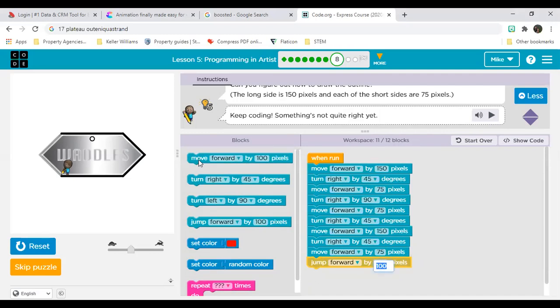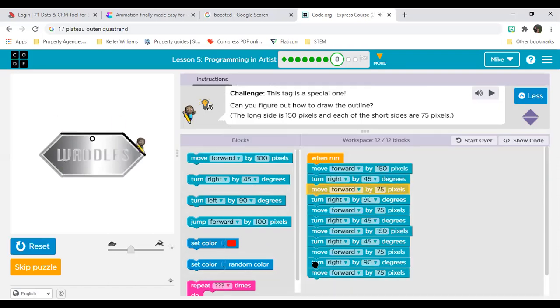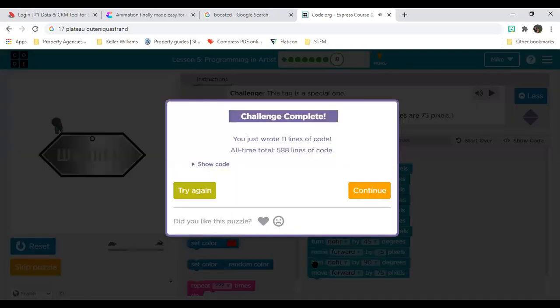Forward by 175. Oh, I put jump. Sorry, guys. I selected the wrong one. Move forward. Turn right by 90 degrees. And then we're going to move forward by 75. Let's reset and run. There we go. And then we have finished our code.